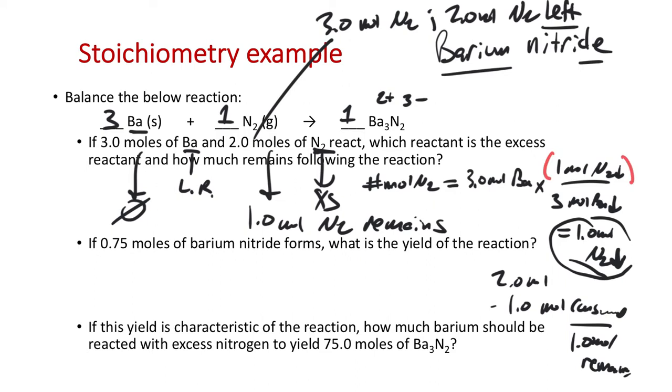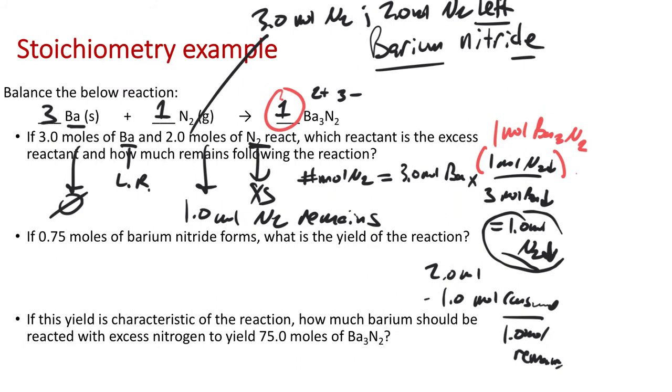So whenever 3 moles of barium react, we also form 1 mole of barium nitride, according to the reaction. And so the reaction should produce a mole of barium nitride. So our yield of the reaction should be 1 mole of barium nitride. And that's the product forming. So we form a mole of product, we've lost all of our barium, and we've lost half of the nitrogen that happened to be present.